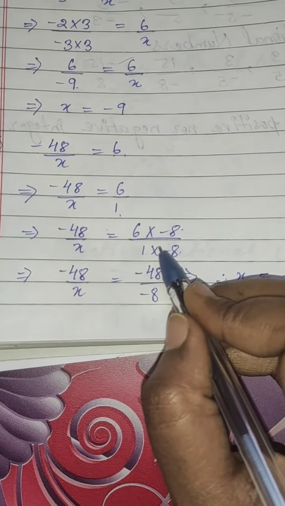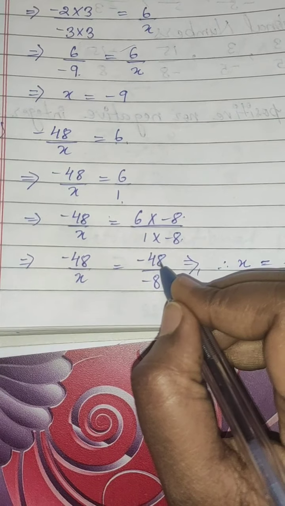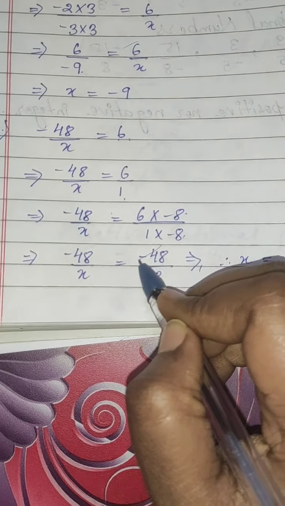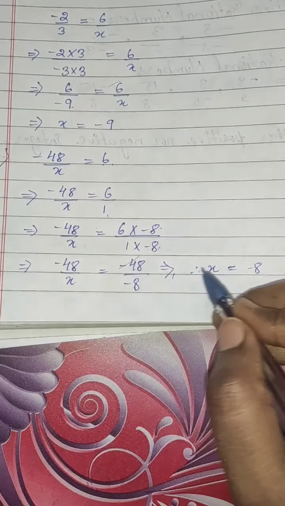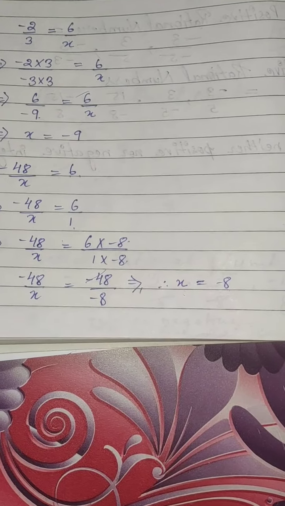So what do we get when we multiply both with minus 8? It comes minus 48 by minus 8. So this minus 48 and this minus 48 we will cut. What will be remaining? It becomes x is equal to minus 8. Therefore x is equal to minus 8.